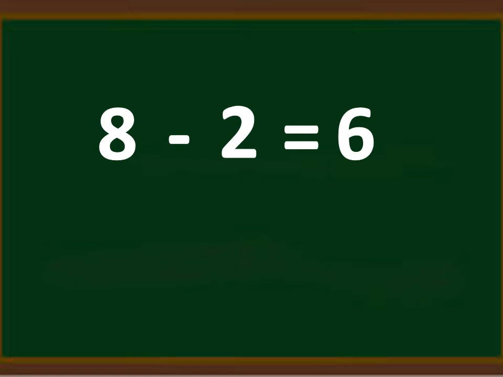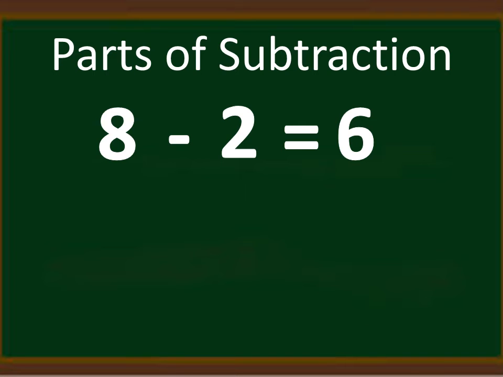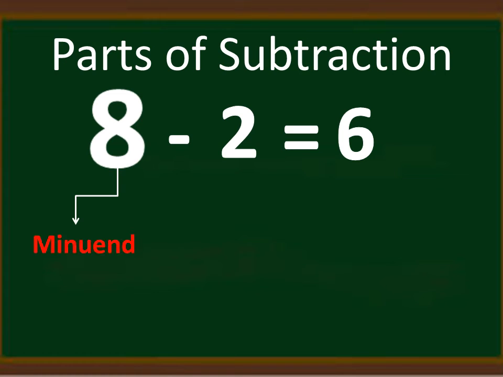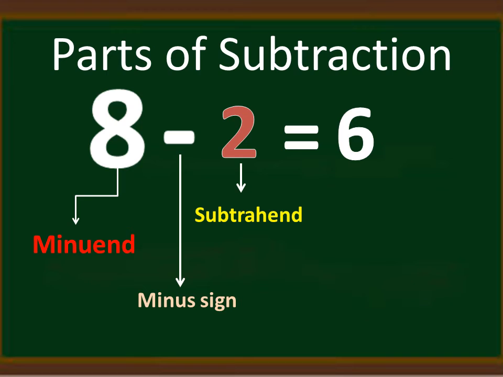Now in this equation, we will identify the parts of subtraction. The number 8 here is what we call the minuend. And the dash, did you see the dash? This is what we call the minus sign or the symbol for subtraction. And the number 2 is what we call the subtrahend. And the answer for the subtraction is what we call the difference.